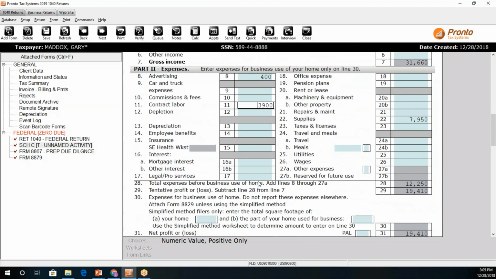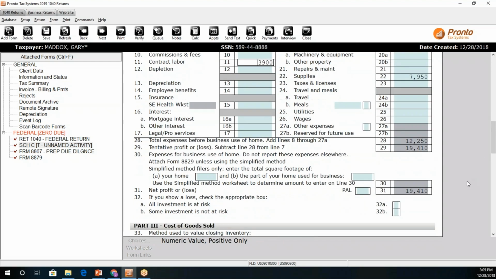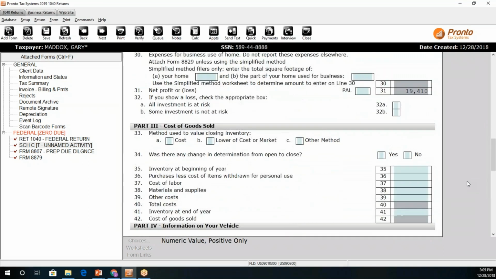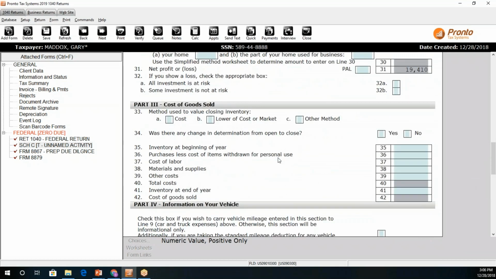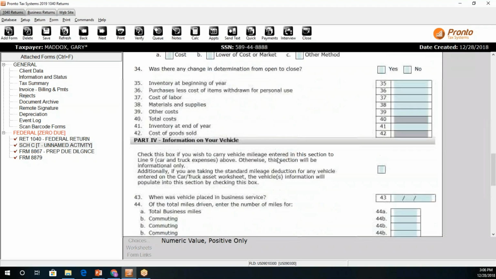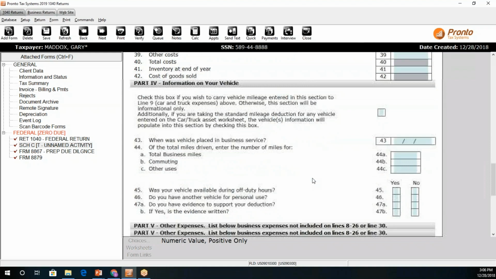All right, so it looks like he had total expenses before business. And in the interest of time and simplicity, I did not do a cost of goods sold in case he had an inventory of plumbing supplies or whatever. Did not do cost of labor or anything like that, nor did I do any vehicle information, although he did use his truck to go to the various places to do his plumbing work. Okay, but for this particular tax return, we're not doing that.